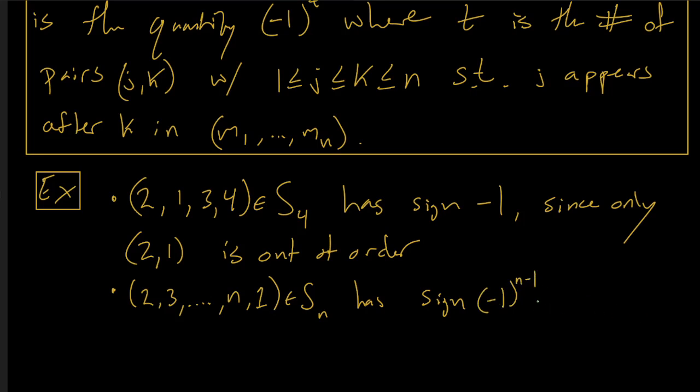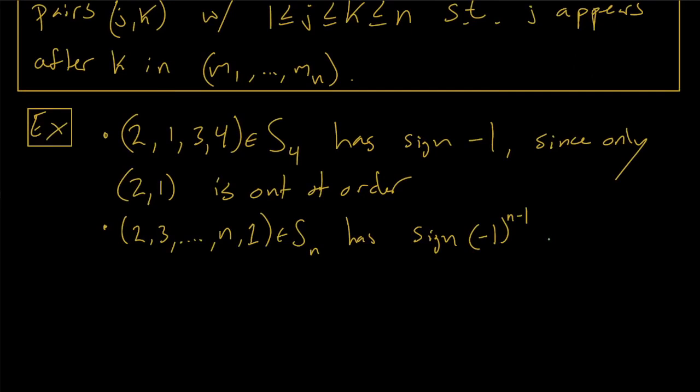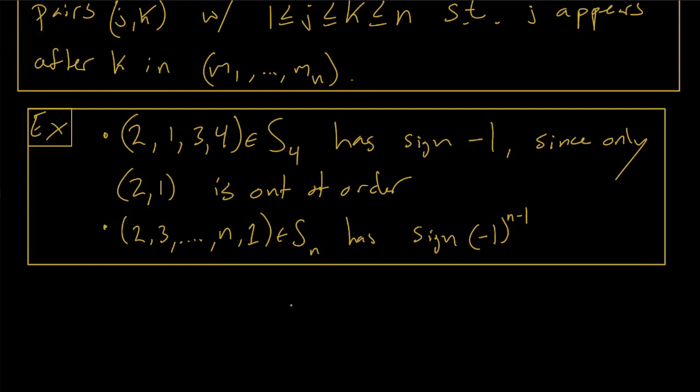Oh, okay, that makes sense. So the idea is basically, hey, you got a bunch of stuff. Some of it's in order, some of it's out of order. How many pairs of things are out of order? That's the sign.